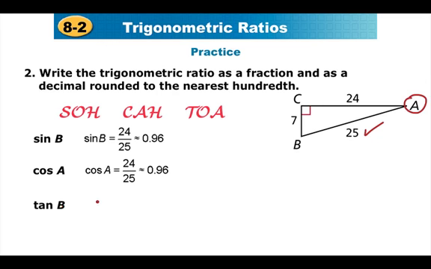Tangent of B. So now, this is my reference angle. Tangent is opposite over adjacent, opposite side, adjacent side. That's why we have this. Once I round, this is my answer. Let's move on to the next slide.